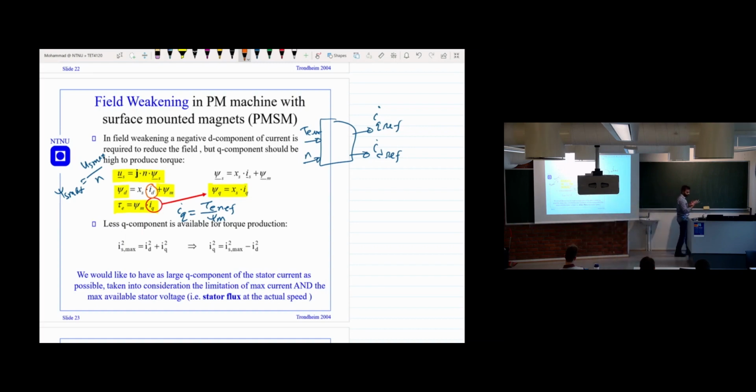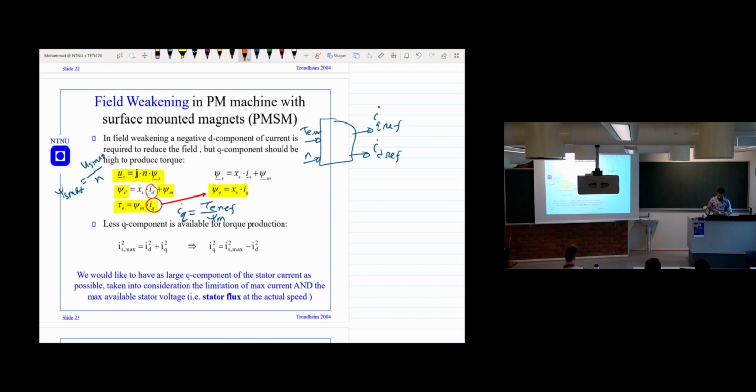Because if we do more field weakening than necessary, this means we are sending more current. Because we see that the current is ID squared plus IQ squared. So if we have more current, this means more losses. So we don't want to have more current than necessary, because providing more current means more losses. So providing unnecessary current is stupid.